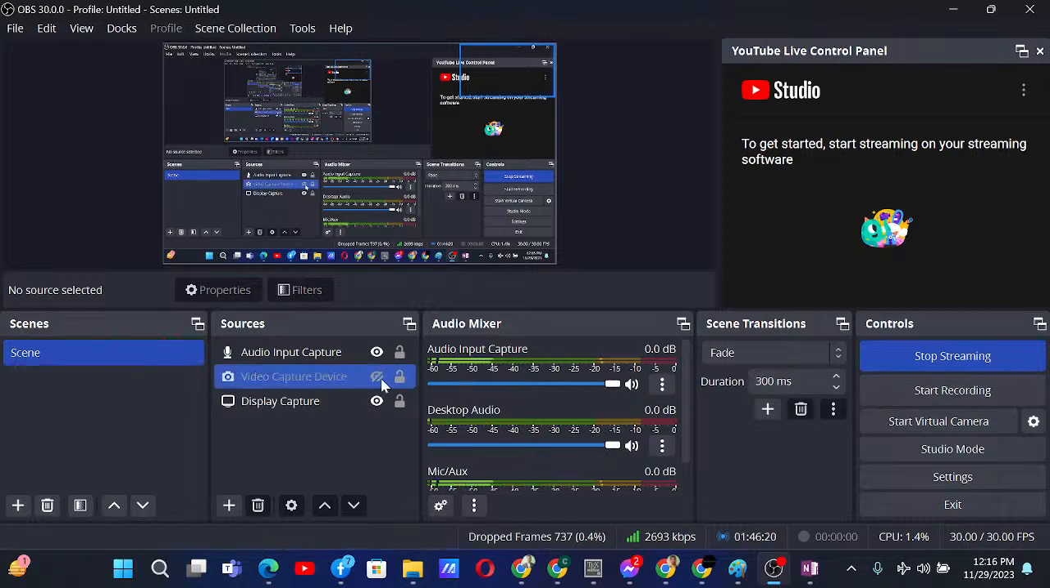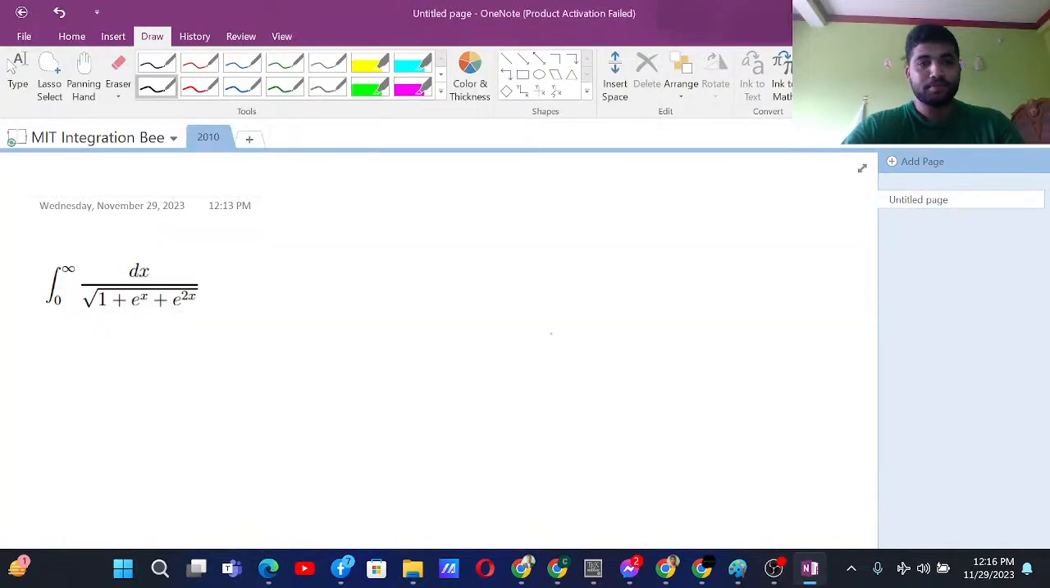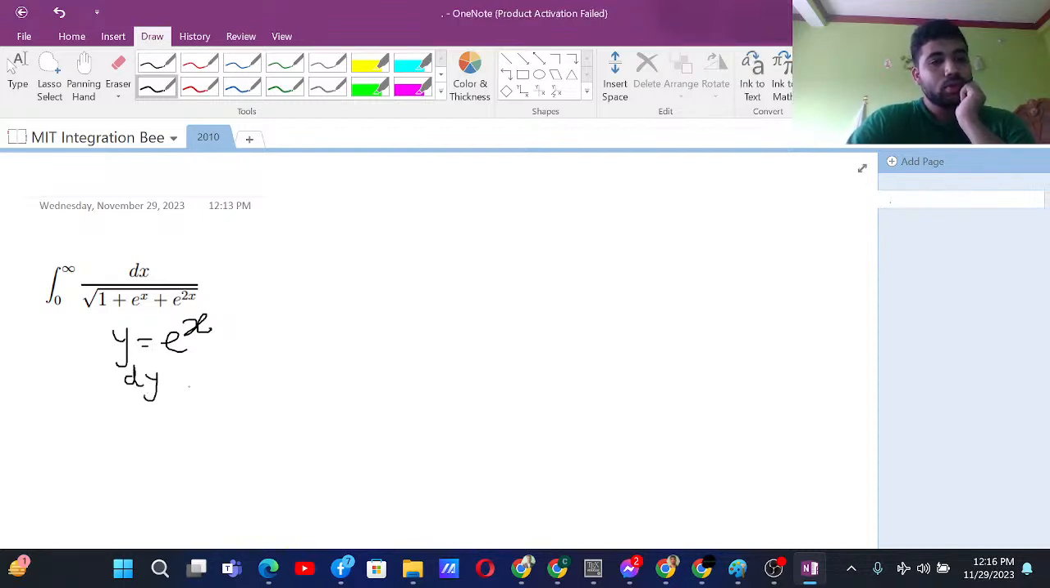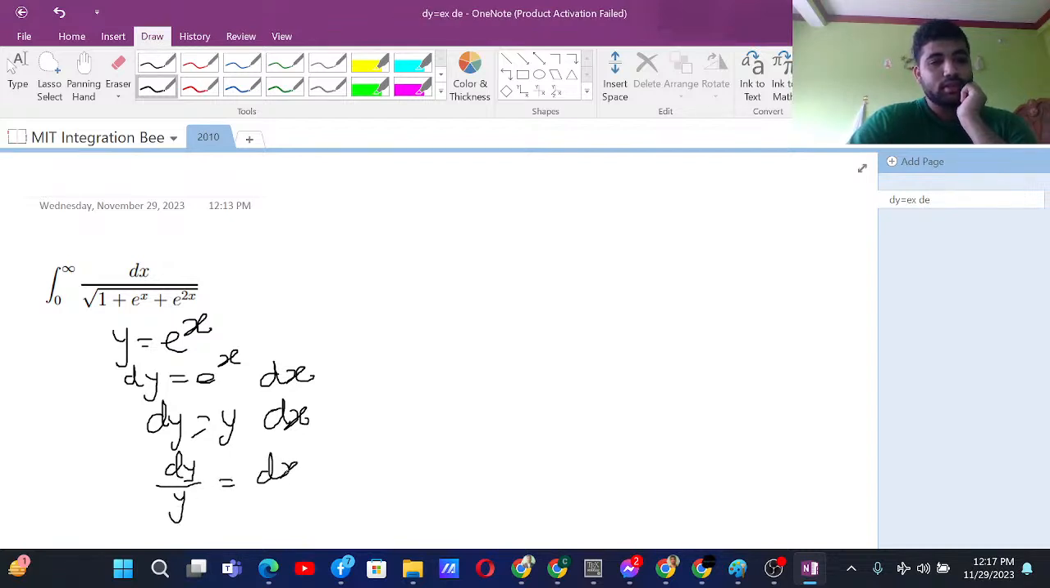So let me continue. Okay, so now we'll be doing this integral. For this integral, I think the good way would be to assume that y equals e to the power x at the beginning. Now we will have dy equals e to the power x dx. So dy will be y dx, and then dy by y equals dx.